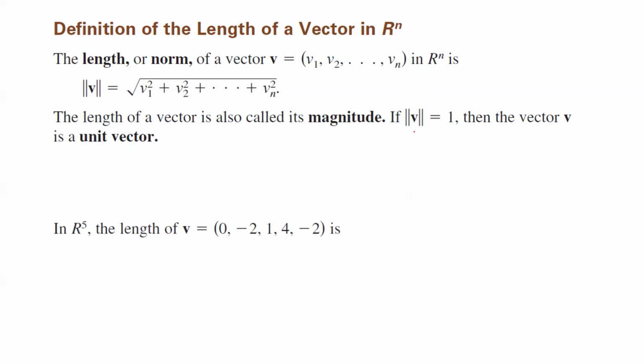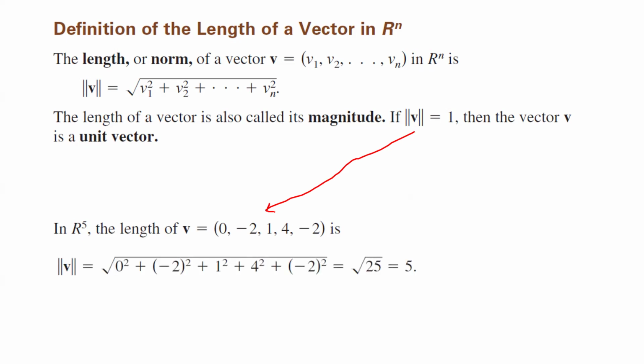Take a look at 5 space, R to the 5th, the Cartesian product of R with itself 5 times. The length of this vector is not 1, everybody. You can easily calculate the length of this vector. It is equal to square root of 0 squared plus negative 2 to the second plus 1 to the second plus 4 to the second plus negative 2 to the second, which is square root of 25, which is 5.